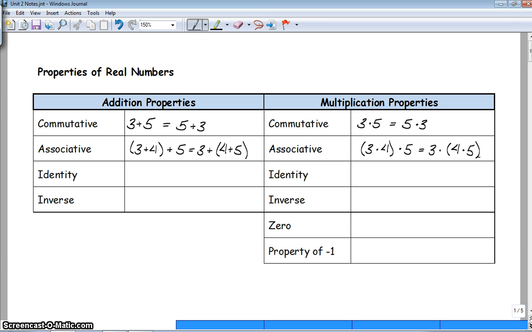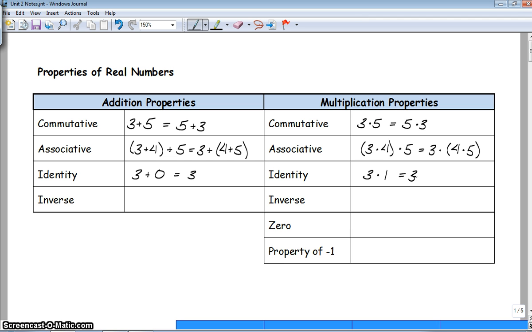Identity property just tells us if we add or multiply by a number, we're going to get the same number back. So identity property for addition is 3 plus 0 gives us the 3 back. For multiplication, we're going to multiply by 1, and then 3 times 1 gets us that 3.